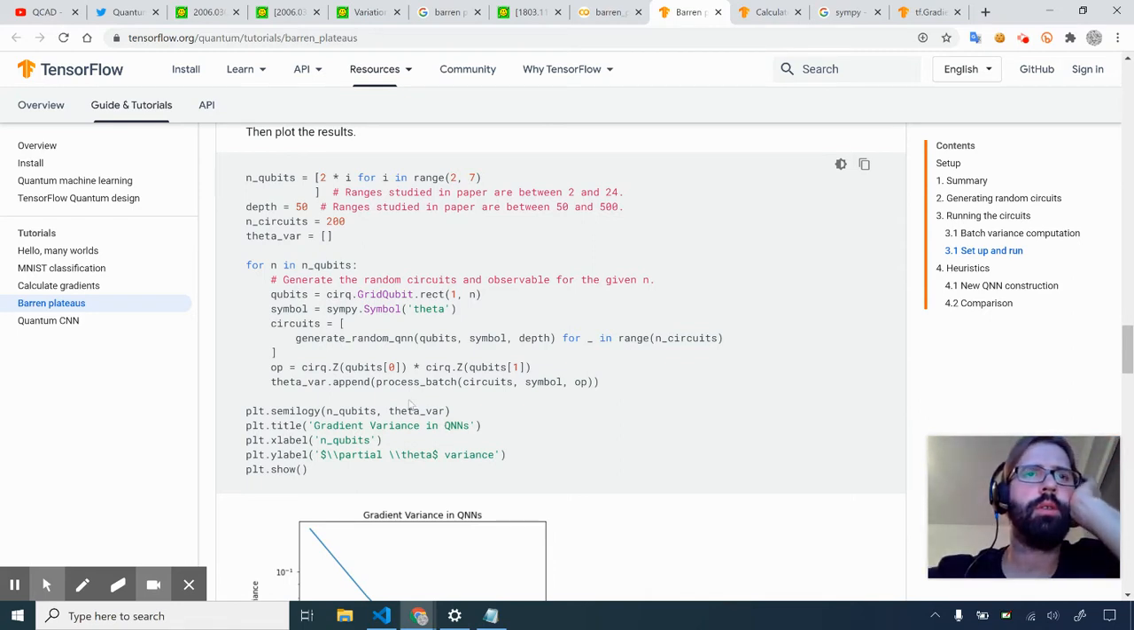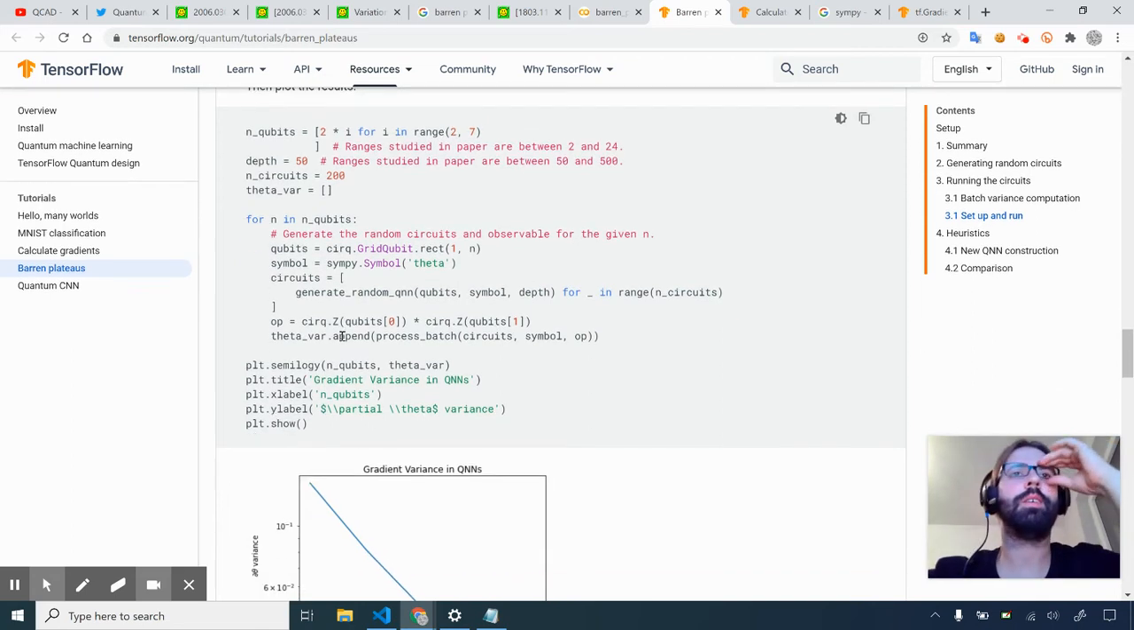Theta var process batch. So for each circuit, we... okay. So for n qubits, why do we loop over the qubits? And then we... Okay, yeah, these I don't understand either.